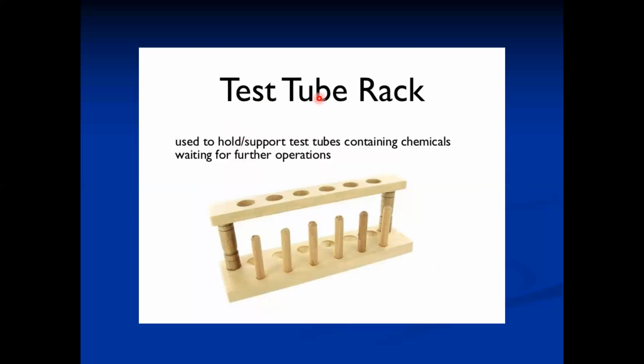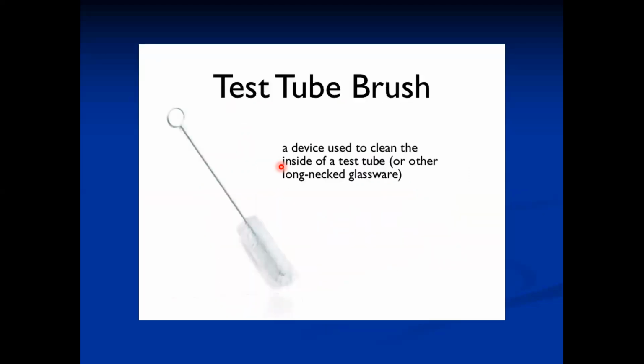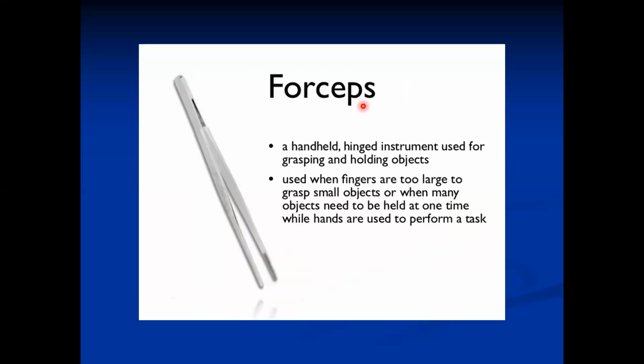Then the test tube rack. Test tube rack is to keep the test tubes safe and prevent them from rolling over. This will also help in drying the test tubes. And then in order to clean the test tubes, we have the test tube brush. Forceps. Forceps is usually used in holding and in order to grab certain objects, in order to prevent your fingers from burning or from getting harmed.